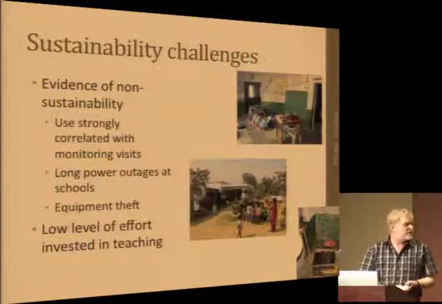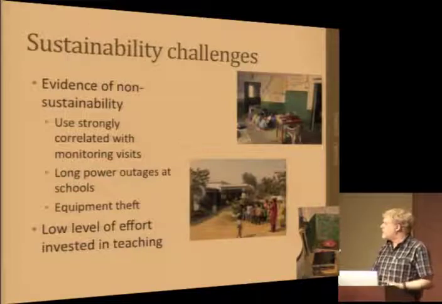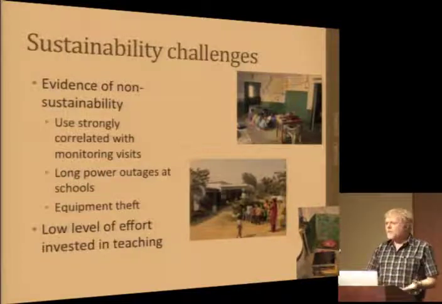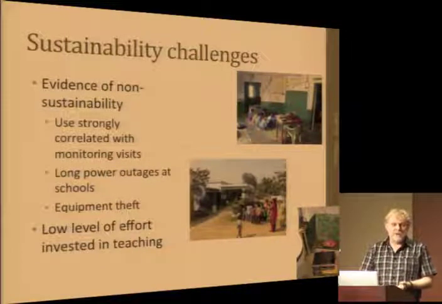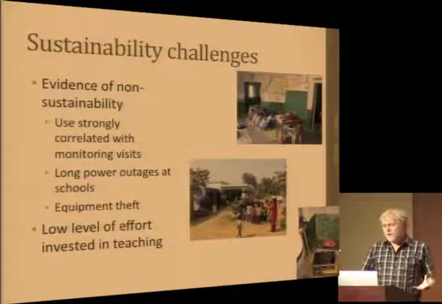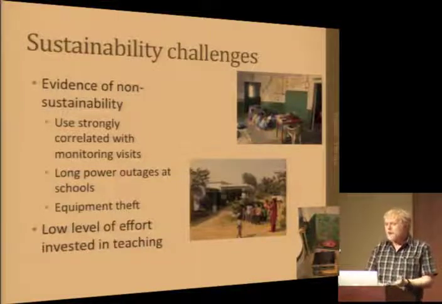So our conclusion, however, is that it's not sustainable. And direct evidence of it not being sustainable is that there was a clear correlation between how frequent our monitoring visits were and the use of the system.